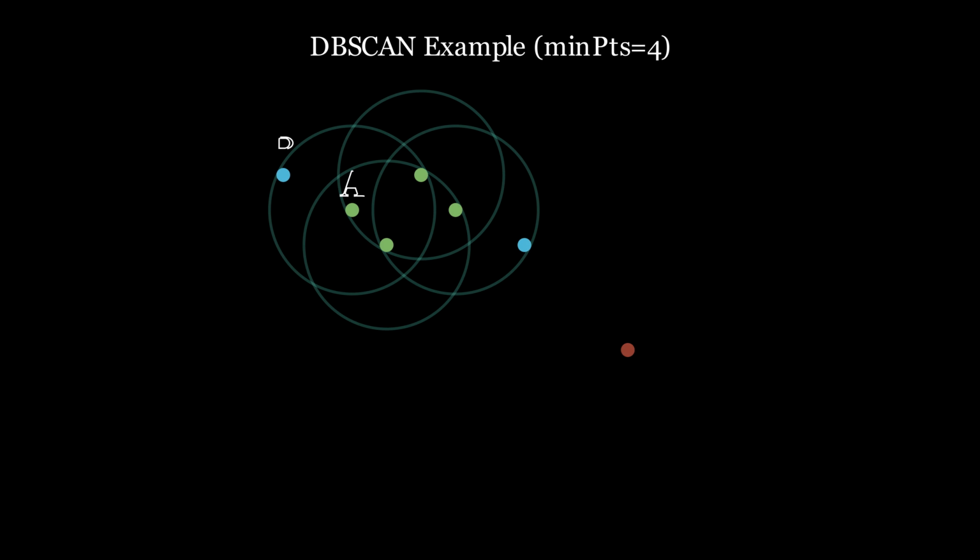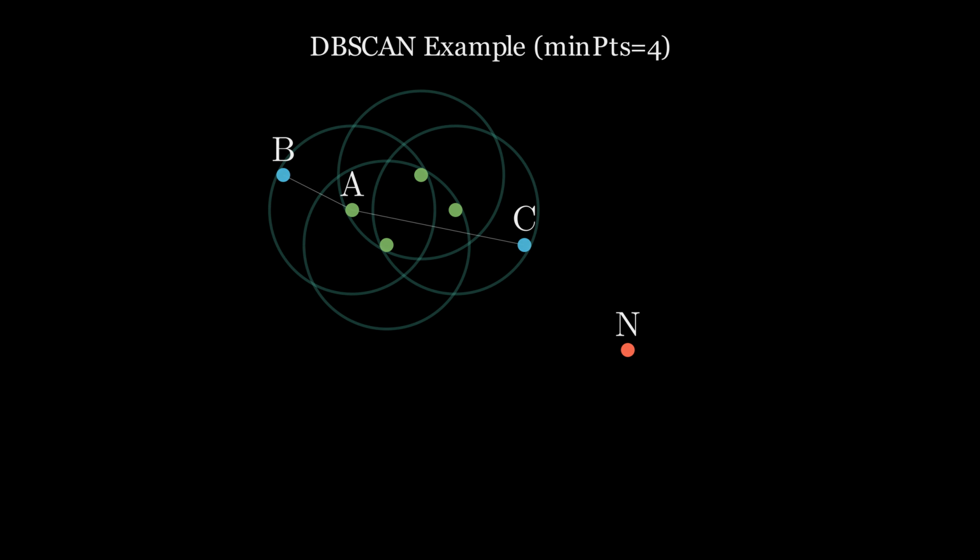Let's look at a concrete example to understand these point types better. Here, with minPts set to 4, points like A and the other red points are core points because they have at least 4 neighbors within their epsilon radius. Points B and C are border points. They don't have enough neighbors to be core points, but they're reachable from core points. Point N is a noise point. It's neither a core point nor reachable from any core point.